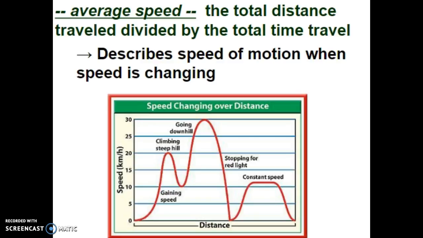On the graph below, we see speed changing over a distance. This could be your drive to school, for example. You start from your driveway at 0 kilometers per hour, and you gain speed up to the first hill. You have to slow down going up a little bit, then you go back downhill. Then you have to stop for a red light, so your speed goes back to 0. And you accelerate, and then you stay at a constant speed until you get to the school building. So an average speed would be the total distance divided by the total time.